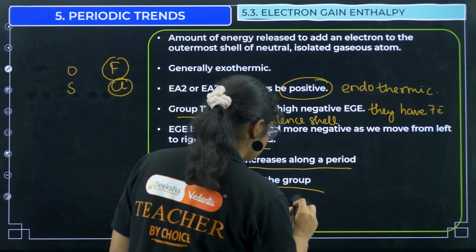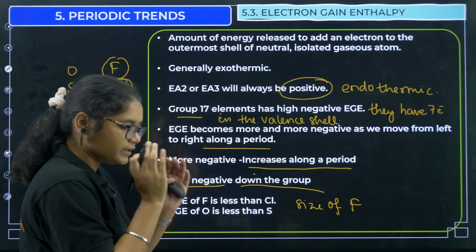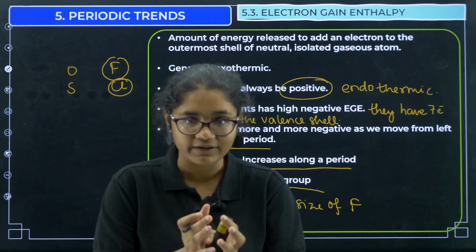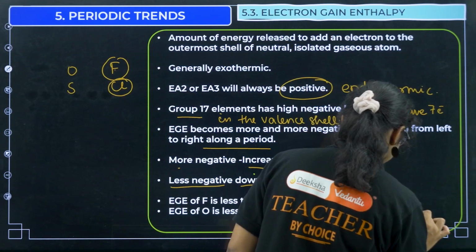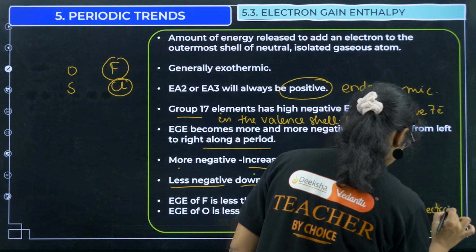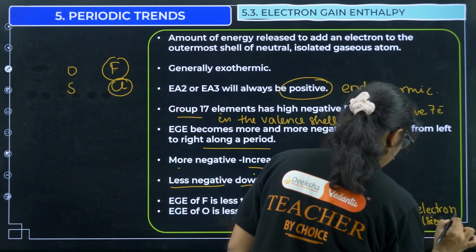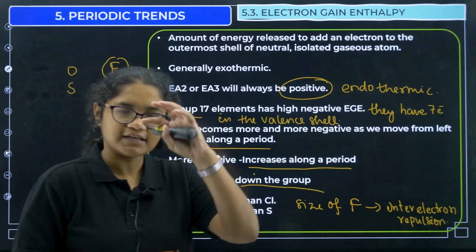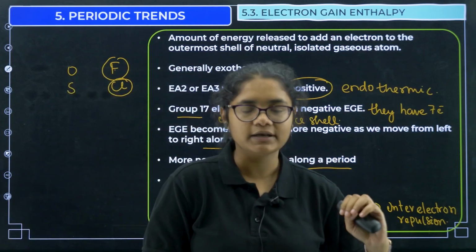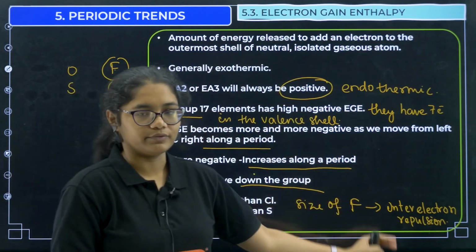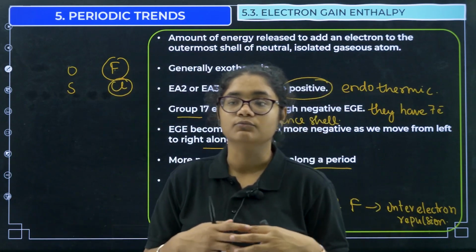First one is the size of fluorine. The size of fluorine is very small, due to which there is inter-electron repulsion. That is why the electron gain enthalpy of chlorine is more than fluorine.